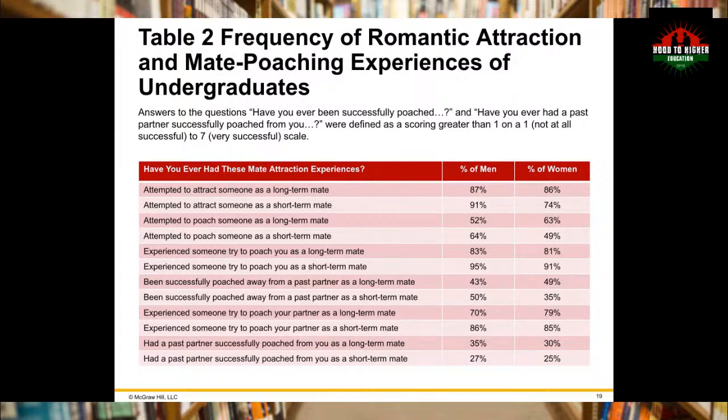So men attempted to attract someone as a long-term mate, 87%, 86% women. Attempted to attract someone as a short-term mate, 91% men, 74% women. Attempted to poach someone as a short-term mate, 64% men, 49% women. Take time, take notes, reflect.